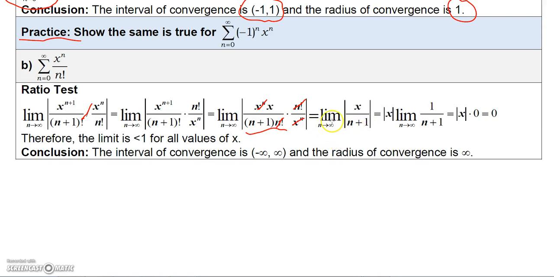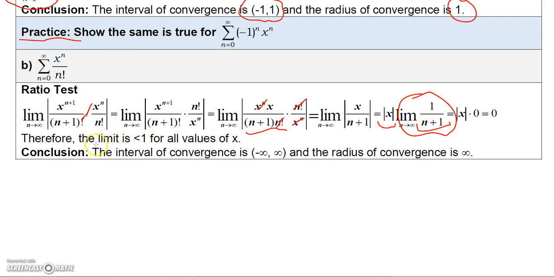So we want to take the limit of that as n goes to infinity, and we can factor out the absolute value of x outside there, and since n is a positive number, the absolute value of 1 over n+1 is just 1 over n+1, so we don't need the absolute value there. Finally, the limit of 1 over n+1 as n goes to infinity is 0, so the absolute value of x times 0 is just 0.